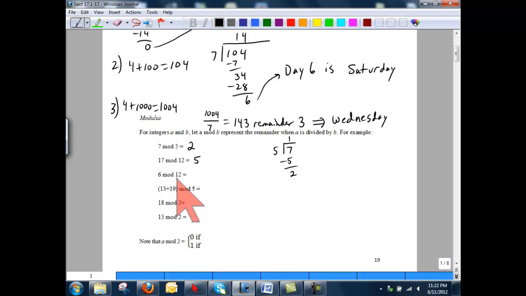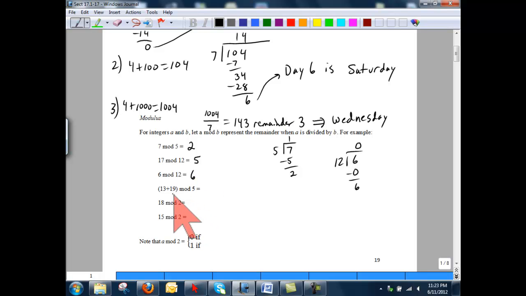Careful here, it's not 12 divided by 6, it's 6 divided by 12. So if you think about this, this is crazy. 12 doesn't go into 6, it goes in 0 times, in other words, and the remainder is 6. 6 mod 12 is 6.